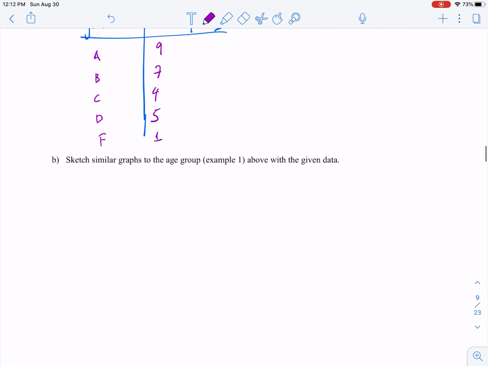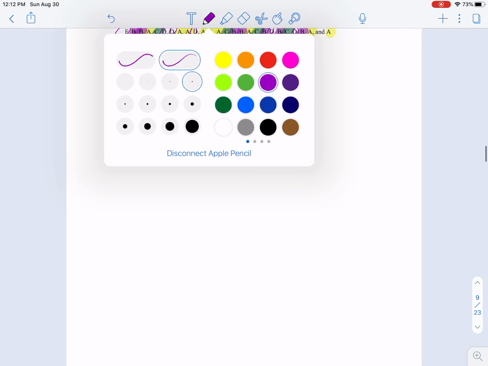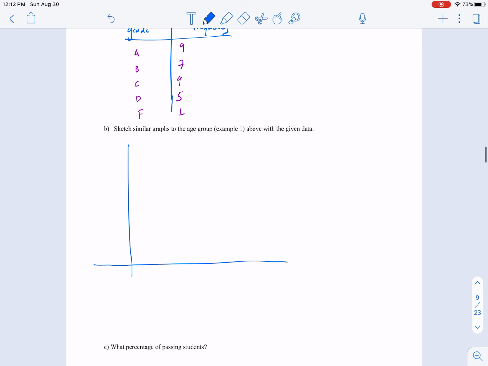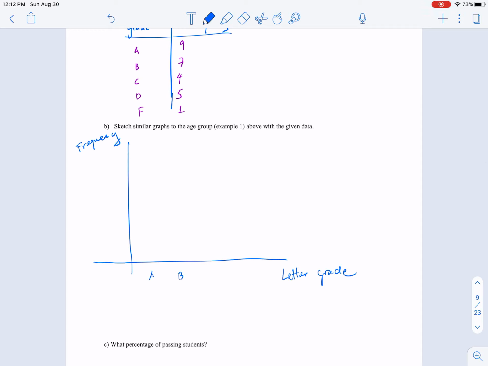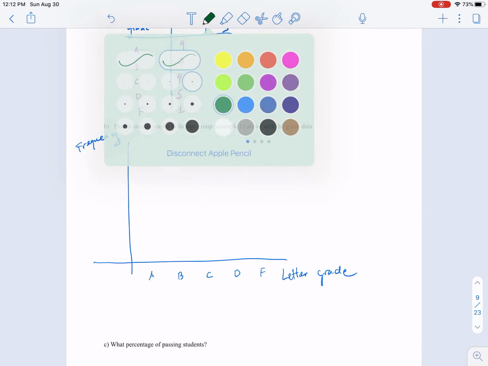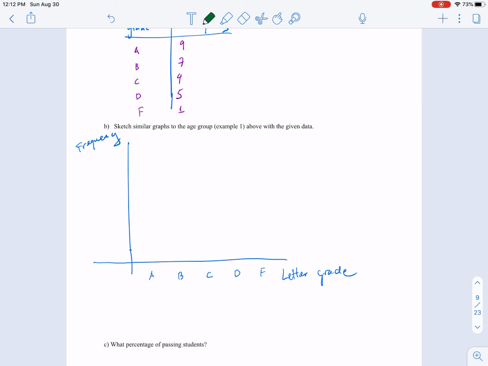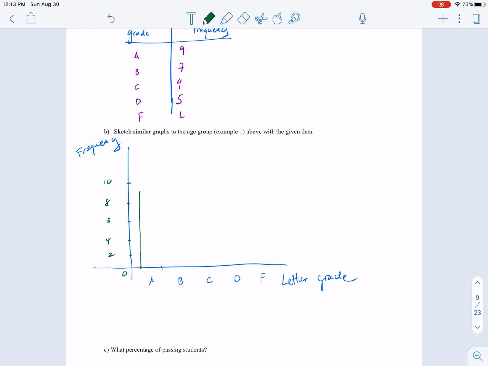Now we can actually draw the bar graph. When we label this, we label the horizontal axis as letter grade, and the vertical axis as frequency, right? So we can do A, B, C, D, F. For A, there's 9, so let's do 1 to 9, counting by 2: 8, 6, 4, 2, 0. The bars are not going to touch each other, so we want to give some space here. So A, there are 9 counts, so 9 is up to there.